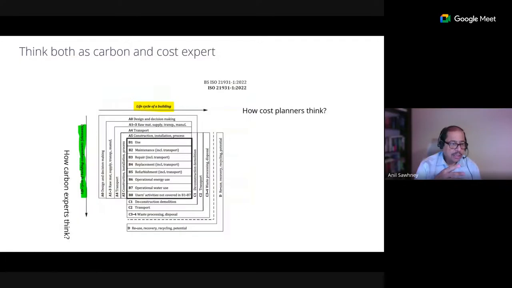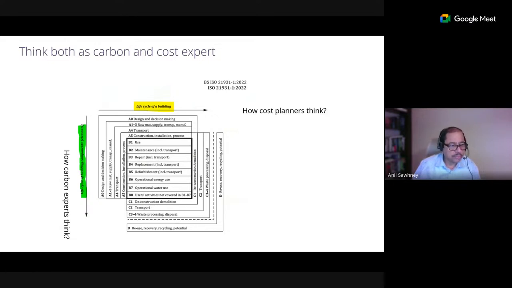When you do an LCA, you will have to start thinking both as a carbon expert as well as a cost planner. When you think as a cost planner, you have to think in terms of the life cycle of a building: the design stage, pre-construction stage, construction stage, and so on. But if you are a carbon expert, you also need to think, as you just saw, across the product life cycle, meaning raw material supply, transport, the construction, installation, and process of those individual products and processes.